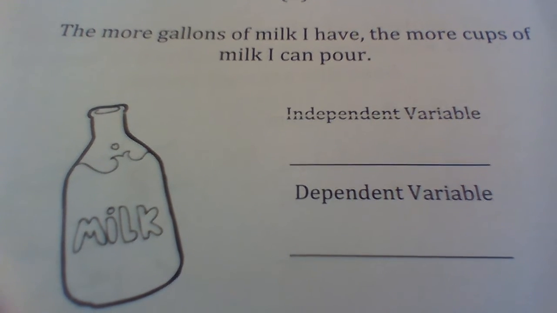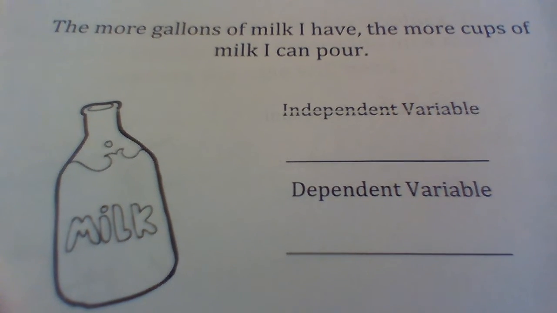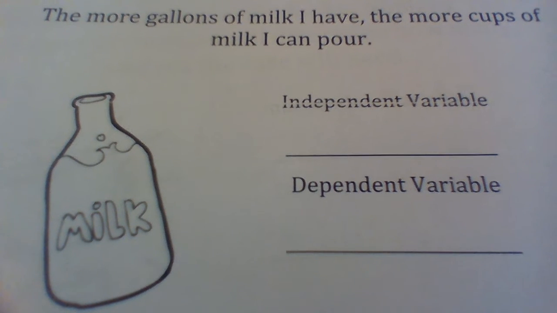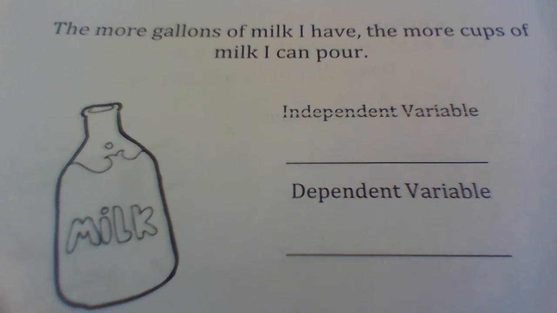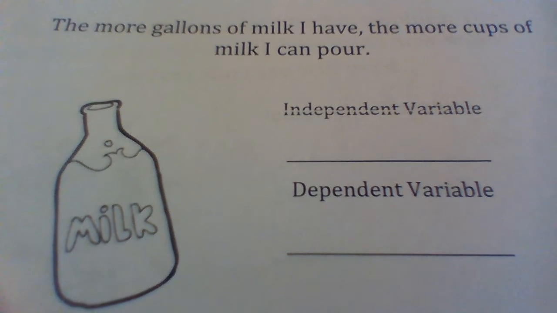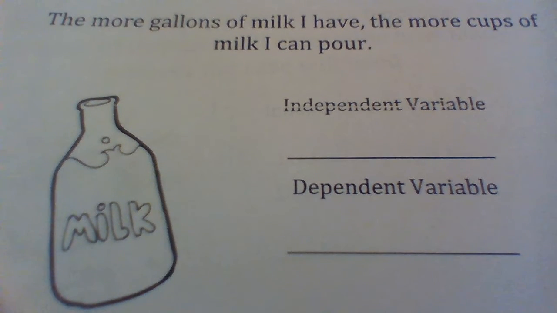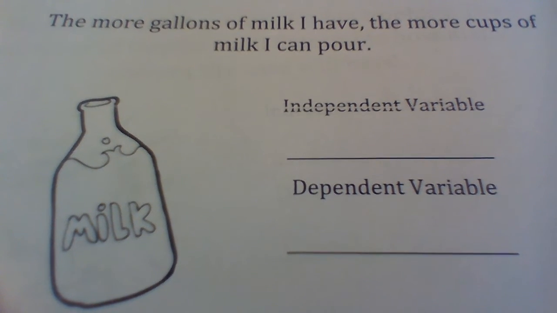This problem here says the more gallons of milk I have, the more cups of milk I can pour. I'm going to pause for a second and let's think about what we're talking about here. We're going to circle, just as if we were using cubes, what our units are, right? We don't have any numbers here, so we're just looking at that. What are our two variables?